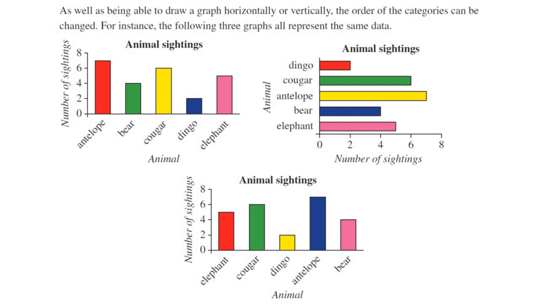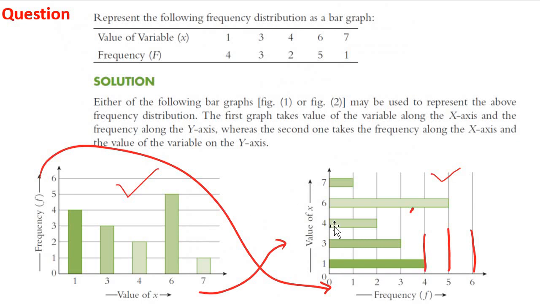Now yet another example. Here you see we can draw the graph both horizontally as well as vertically, and we can even change the order of the categories. See, for example, this is the first graph, animal sighting. So the number of sightings is on the y-axis, and here the animal names are there. Next, in this graph, again animal sightings. All three have the same title, animal sighting. But here you see animals are written on the y-axis and the number of sightings is on the x-axis, just like the previous case.